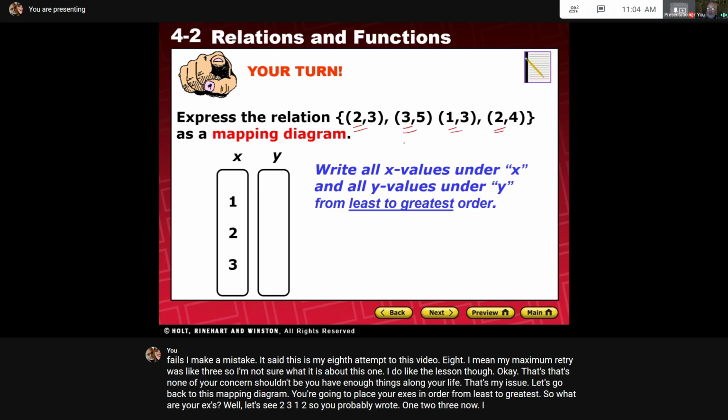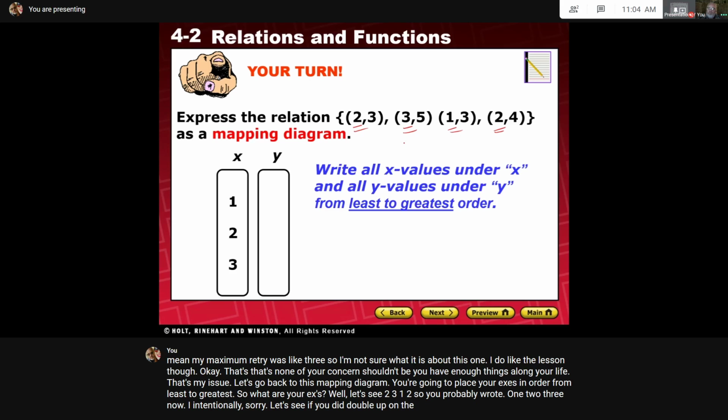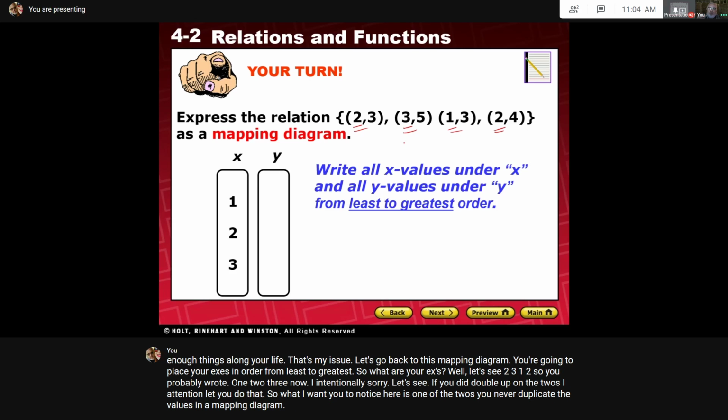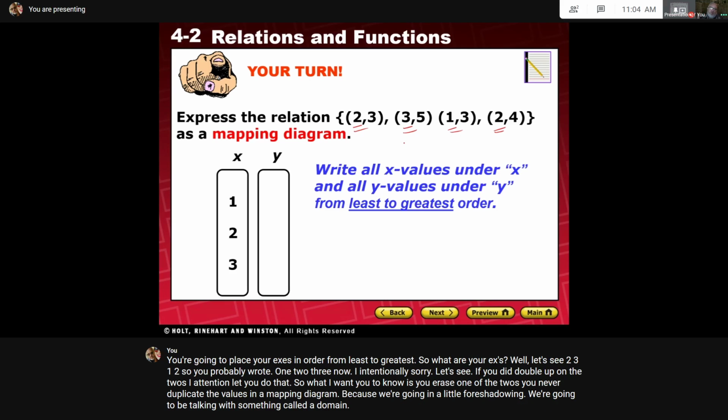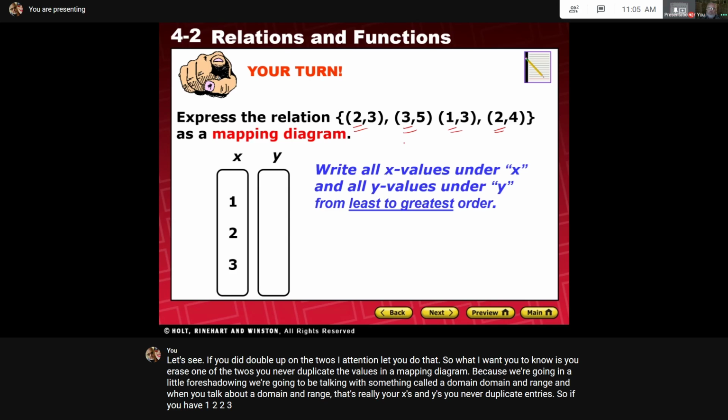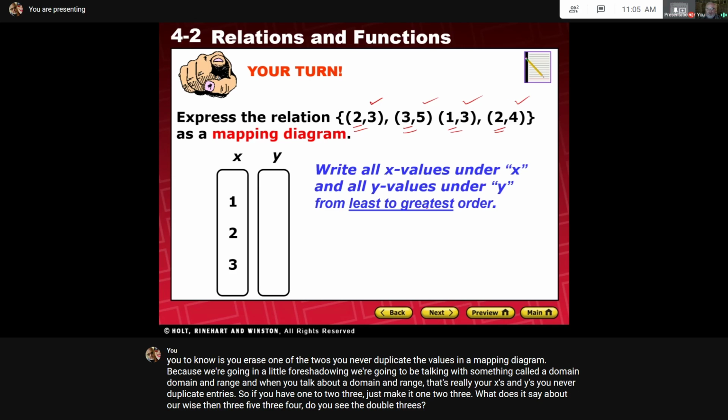Now, I intentionally, sorry, if you did double up on the 2's, I intentionally let you do that. So what I want you to do now is erase one of the 2's. You never duplicate the values in a mapping diagram. Because, a little foreshadowing, we're going to be talking about something called a domain. Domain and range. And when you talk about a domain and a range, that's really your x's and y's. You never duplicate entries. So if you have 1, 2, 2, 3, just make it 1, 2, 3. Well, what does that say about our y's then? 3, 5, 3, 4. Do you see the double 3's? So then we should just have 3, 4, 5.